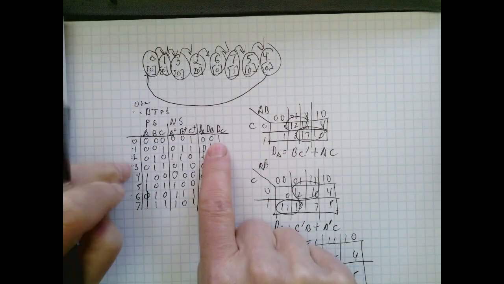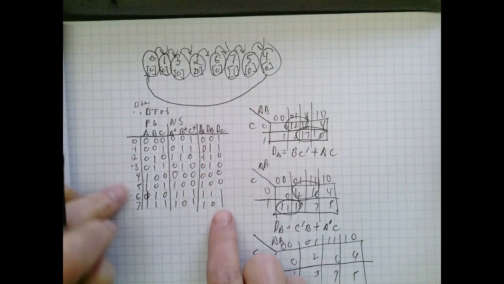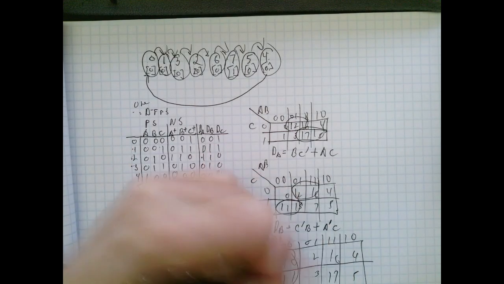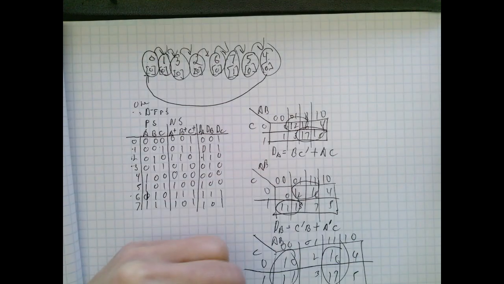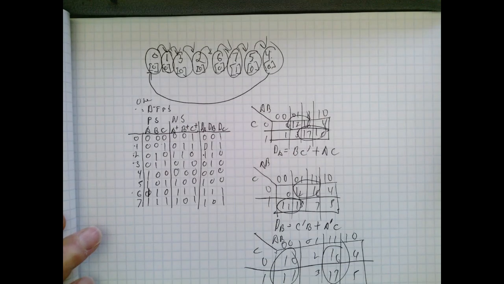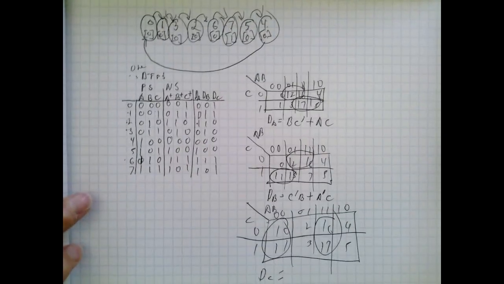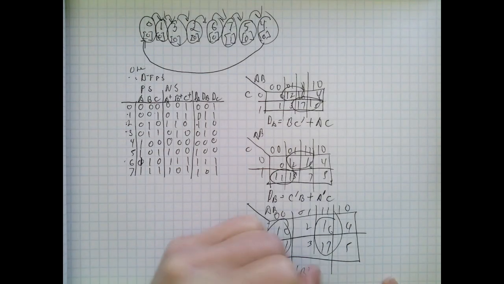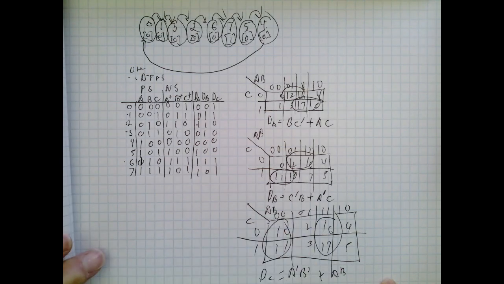And I got ones in 0, 1, 6, and 7. And we're off the page. Now let's see. There. It's a little better. So that's A prime B prime, or AB. And those are your equations.